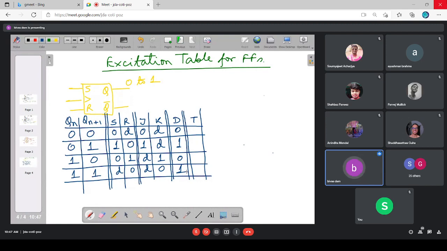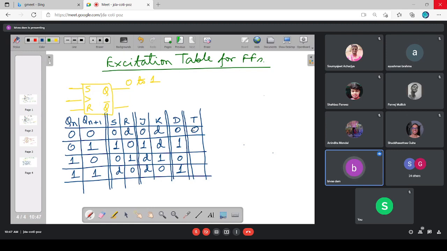So when my T is 0, what happens to the output? It will remain the same, continue the previous state. When T is 1, what happens to the output? It will toggle. Now when your required transition is 0 to 0, out of those two functions, which function has to be implemented by the T flip-flop? State continuation or state toggling? State continuation. So to continue the previous state, what excitation should you give at the T input? 0.